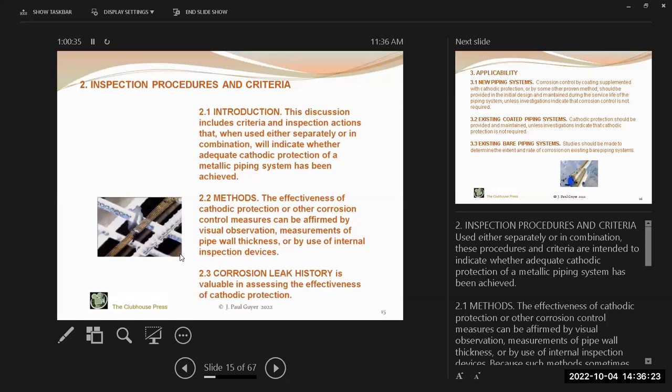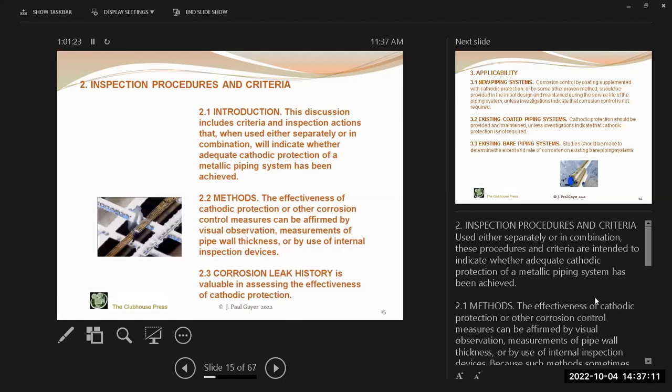The inspection procedures, used either separately or in combination, the intent is to indicate whether adequate cathodic protection of a metallic piping system has been achieved. In other words, do you have enough current flowing in this electrical circuit that you have constructed such that the negatively charged oxygen ions will be attracted to the anode rod that you've got in the ground, and therefore leave your cathode protected structure alone.